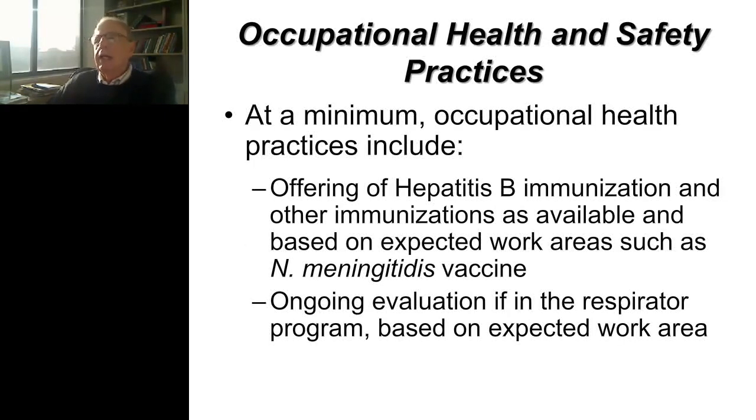So at a minimum, your practices should include offering hepatitis B immunization and other immunizations as available and based on the expected work areas, such as the Neisseria meningitidis vaccine for those who work in microbiology. And then you want an ongoing evaluation. If somebody is enrolled in the respirator program, wearing a respirator, they need to have an evaluation at least annually.